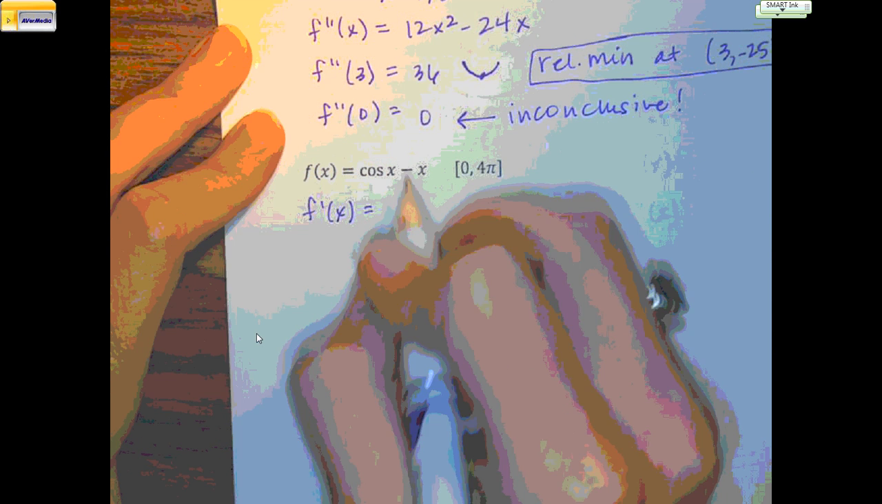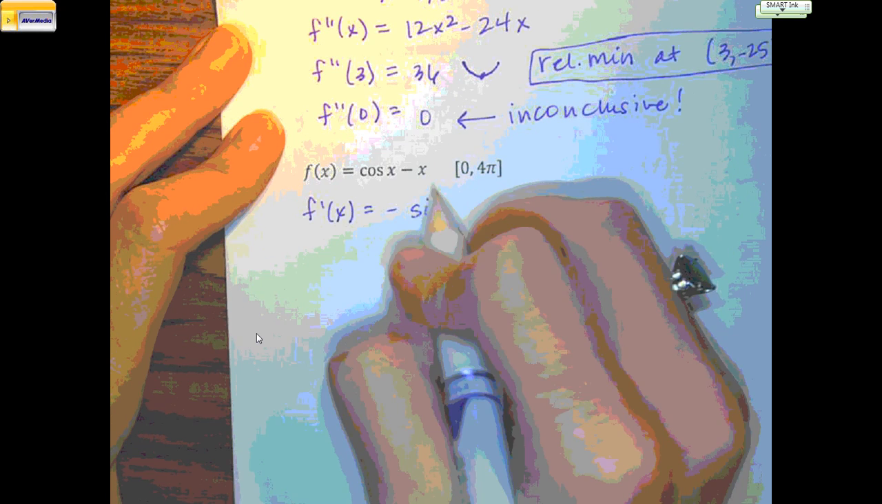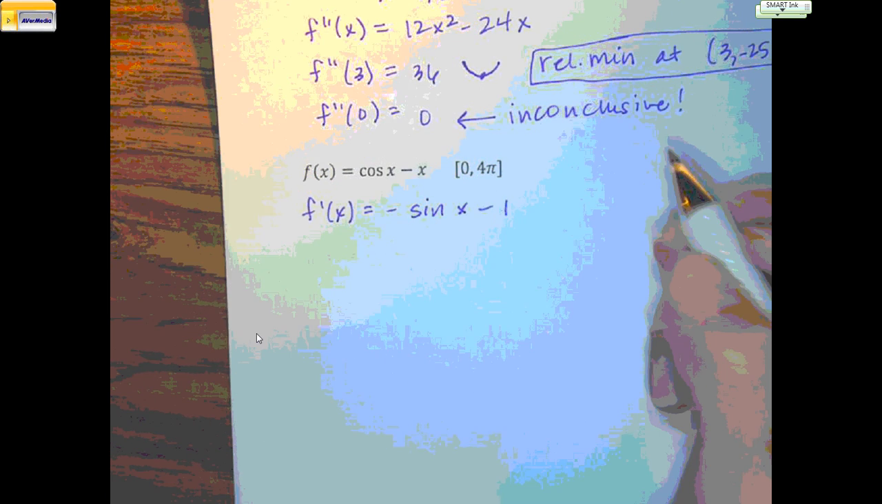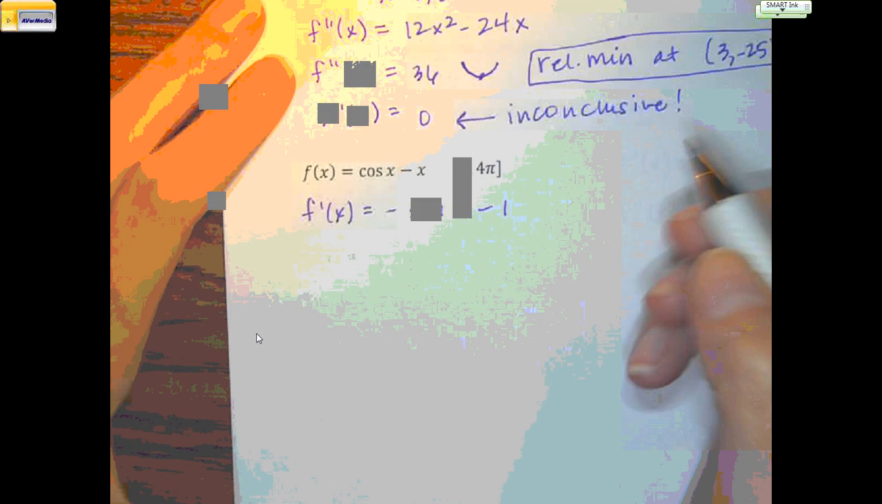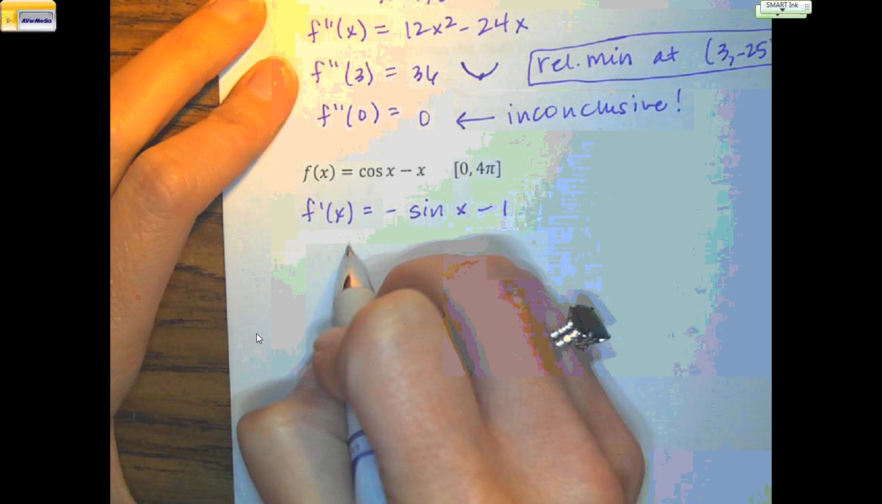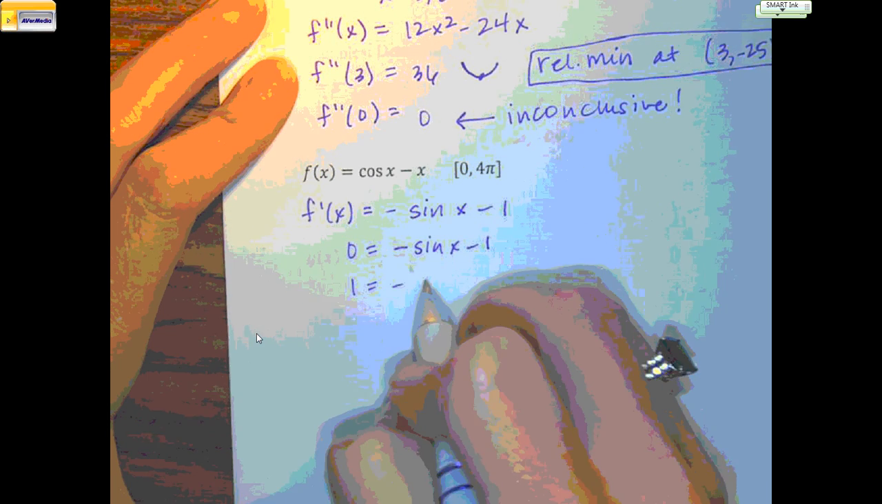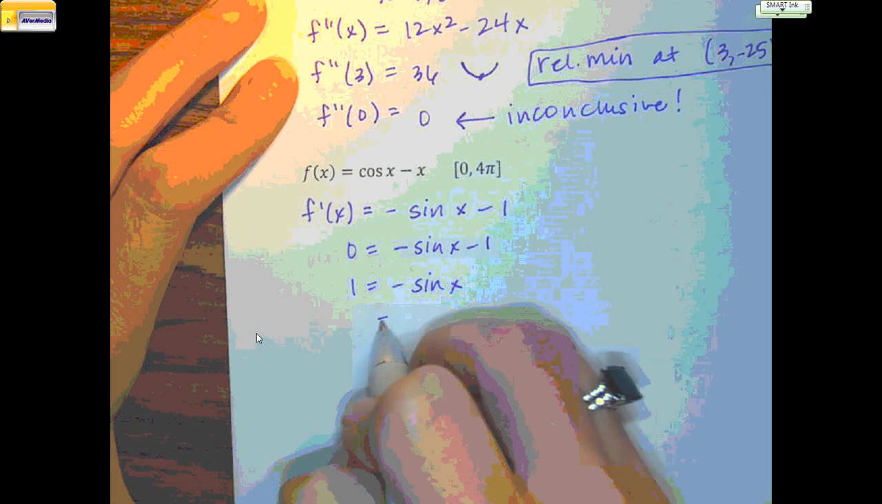First derivative. Derivative of cosine is negative sine. And then derivative of negative x is negative 1. Now what? Equal to 0. Good. Add 1 to both sides. Divide both sides by a negative.